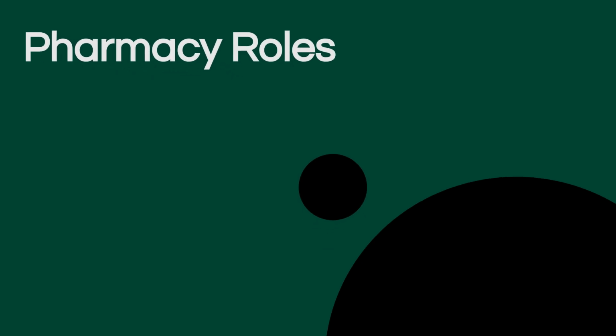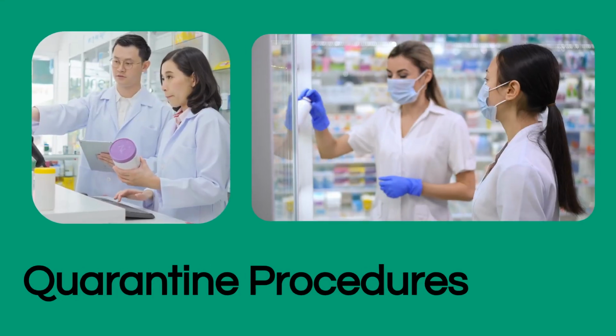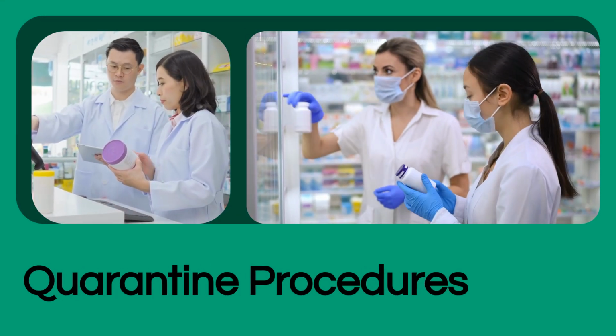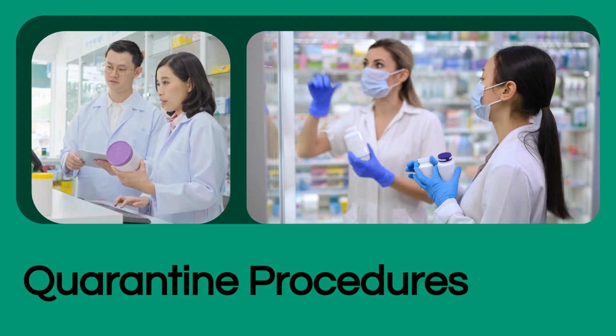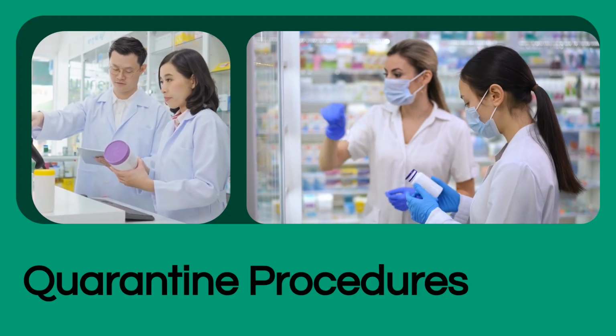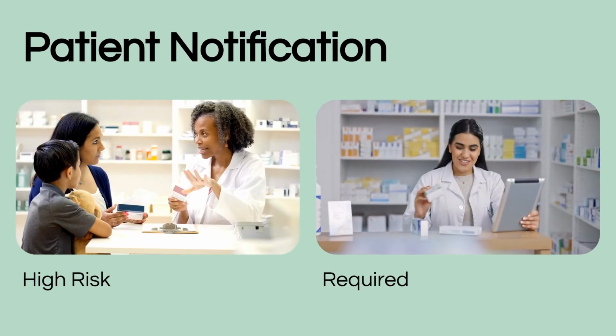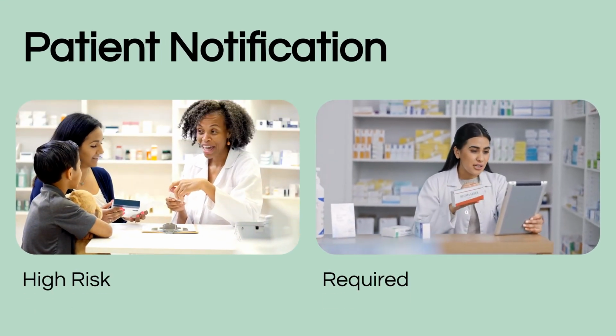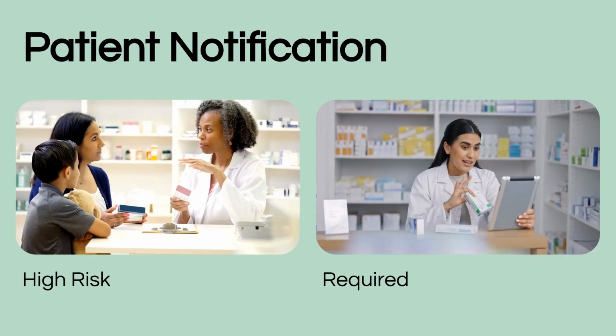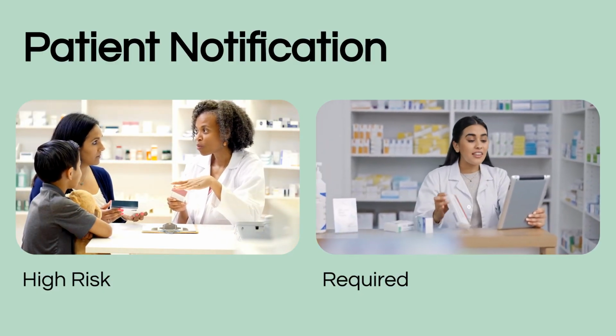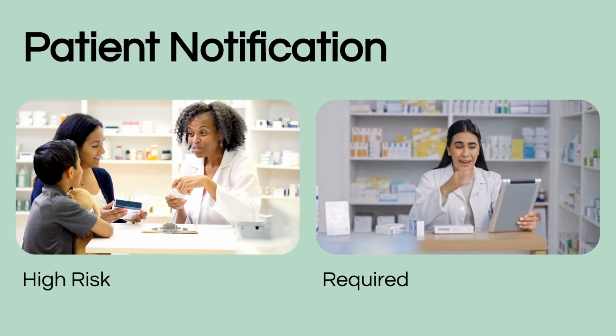As a pharmacy technician, you are on the front lines of protecting public health during a recall. Your diligence is crucial. When a recall notice arrives, you must immediately check your inventory, identify the affected lot numbers, and quarantine the recalled products to prevent dispensing them. Patient notification is usually required for Class 1 and some Class 2 recalls where the drug may cause serious harm. This involves contacting patients who were dispensed the recalled product.